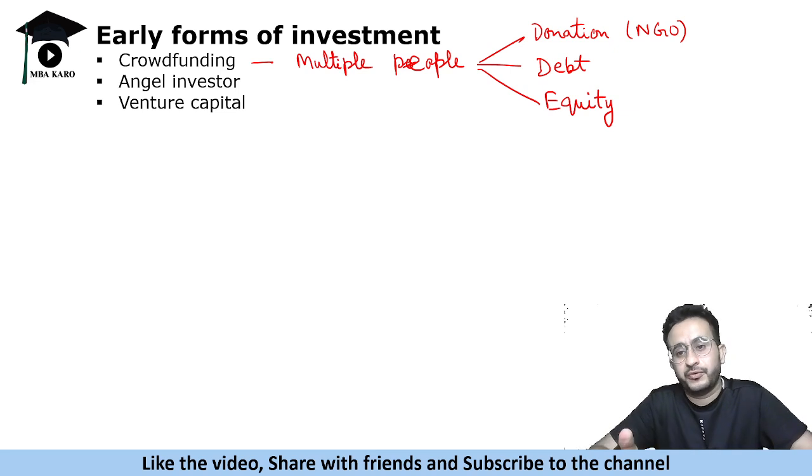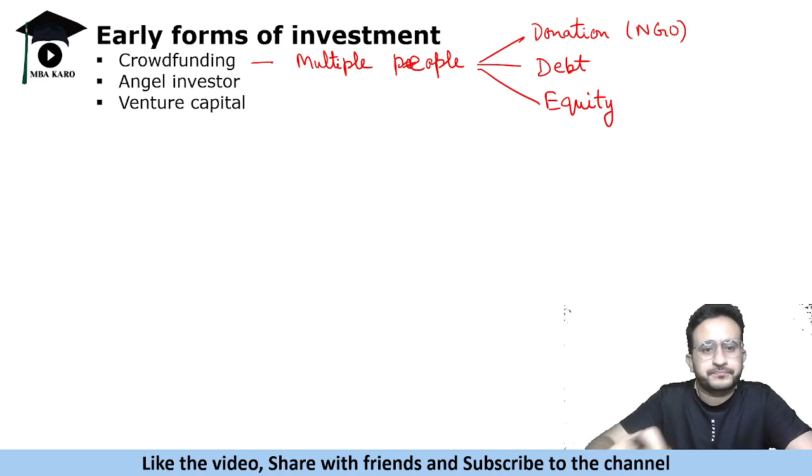And another could be equity. You take money from multiple people and give them some share in the company. Now, how it is different from an investor is, crowdfunding means there are multiple people who are funding money. Not one, two. It could be five people, 10 people, 20, maybe even 50 people. So that is called crowdfunding.